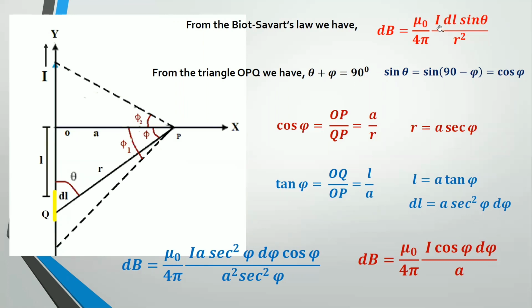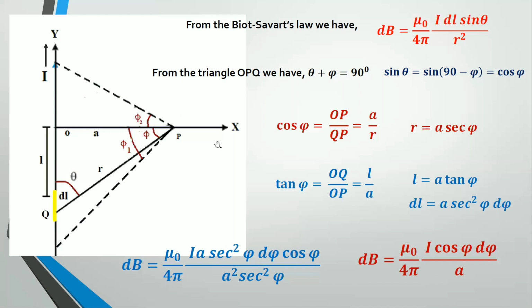Now put the value of dl, the value of sine theta, and the value of r in terms of phi, which you have just obtained. And then we have mu0 by 4 pi I. For dl, we have a sec square phi d phi. Putting the value, sine theta is cos phi. And r square is a square sec square phi. So we have obtained the value of dB in terms of phi. From here we can see these two cancel out, one a cancels out. So we have mu0 I by 4 pi a, cos phi d phi.